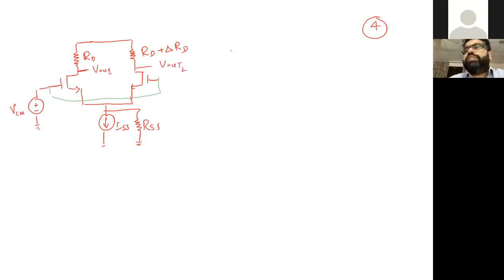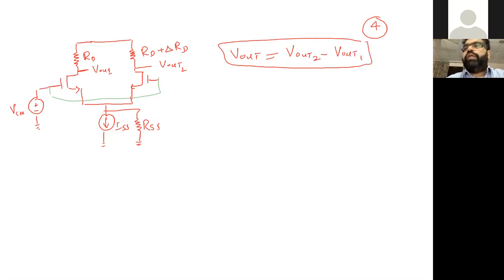So the final output will be what? Vout2 minus Vout1, for example. That will be the final output. And because of that variation, there will be some variation in VCM on both sides, so there will be some change in the current. In normal scenarios, if there were no delta RD, the Vout CM would be equal to 0. Why? Because the same ID variation, delta ID times RD minus delta ID times RD, will be equal to 0. But this is not true in this scenario.